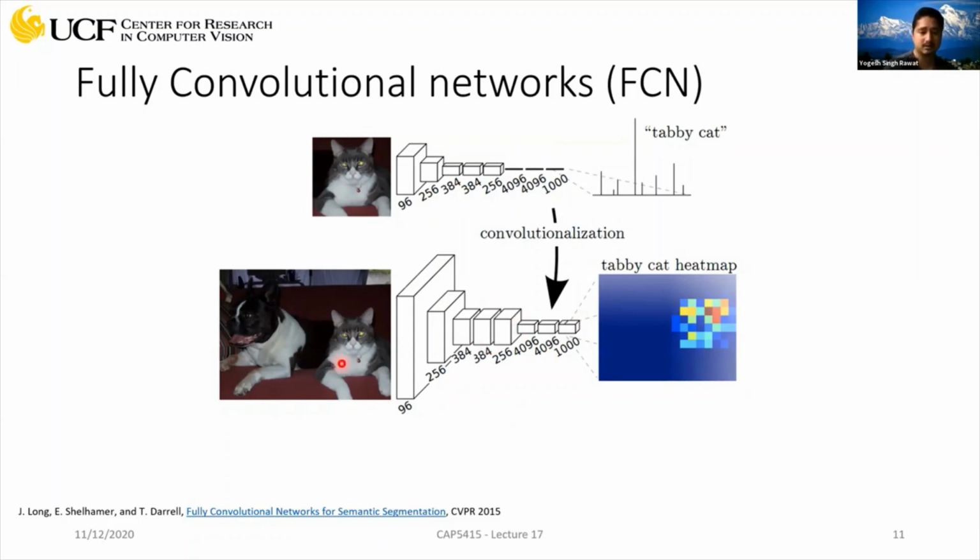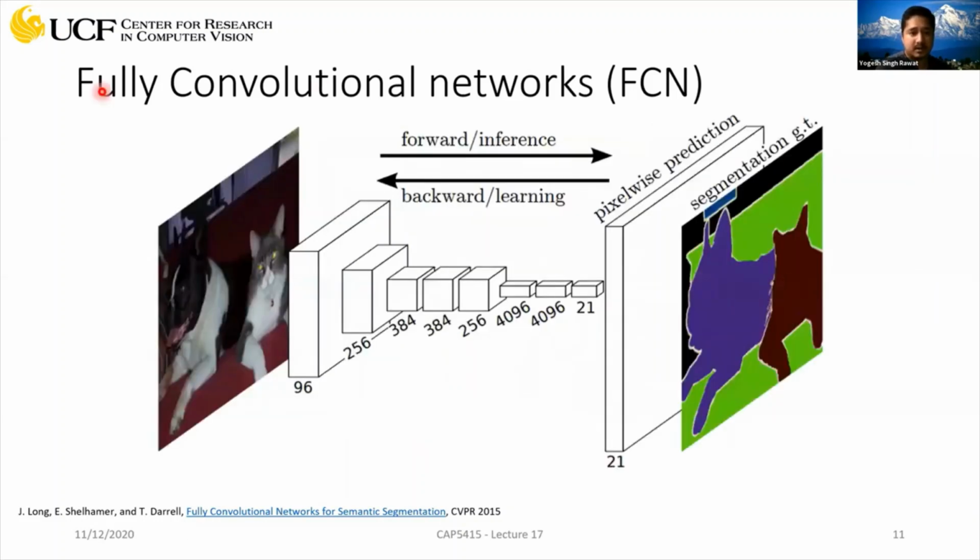Now, the same idea of using a fully convolutional neural network can be used for image segmentation or semantic segmentation, and we'll see how we can do that. This was, I think, one of the first papers which does semantic segmentation using fully convolutional neural networks.